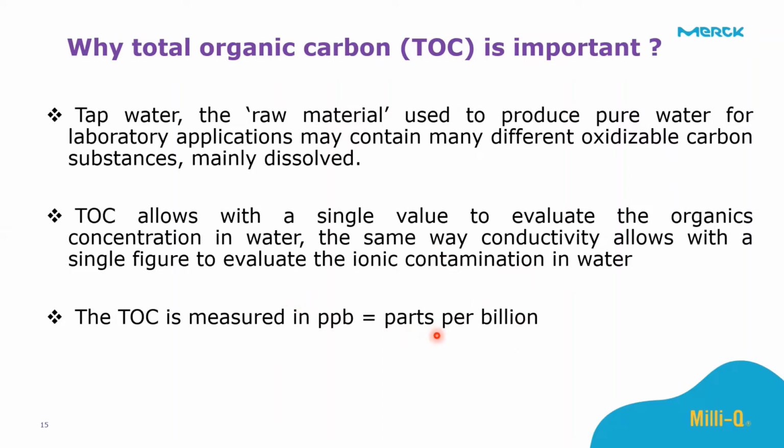And the water purification system should be able to show the user the TOC level, especially for type 1 water, mainly for type 1 water. For type 2 and type 3, really not so much. It's optional for some of the systems, but for type 1, it's really paramount to have the ppb level shown on the system.